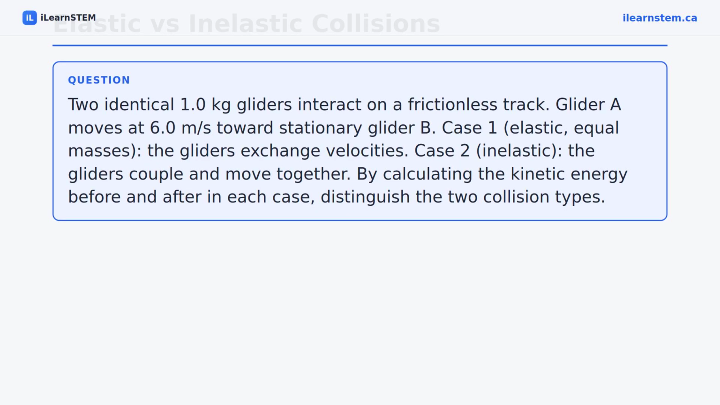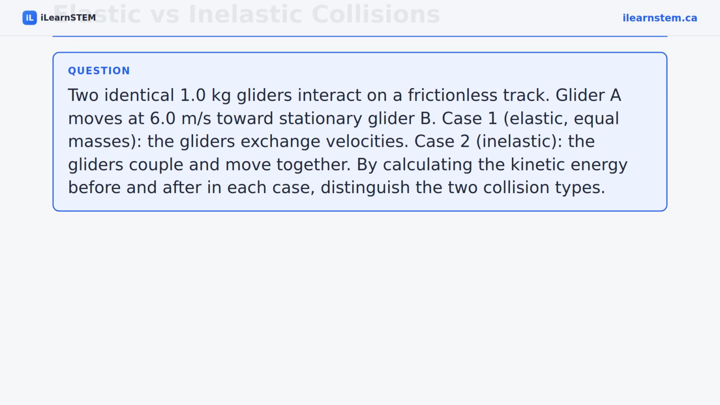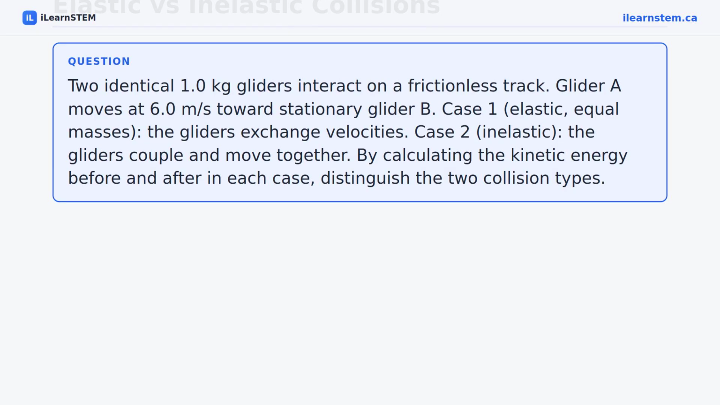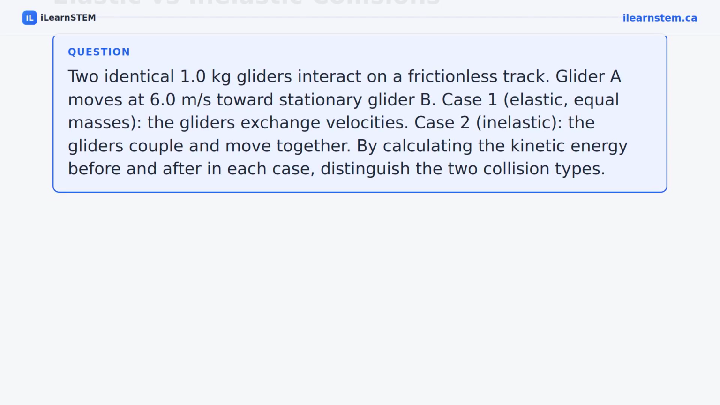In case 1, elastic with equal masses, the gliders exchange velocities. In case 2, inelastic, the gliders couple and move together. By calculating the kinetic energy before and after in each case, distinguish the two collision types.